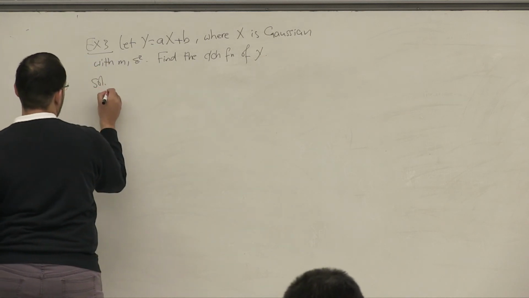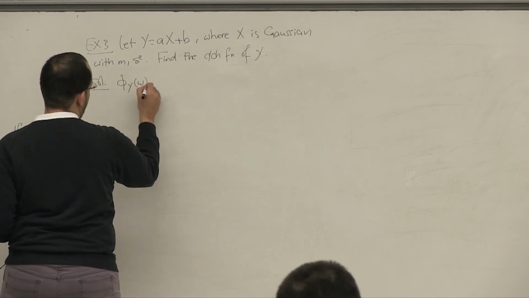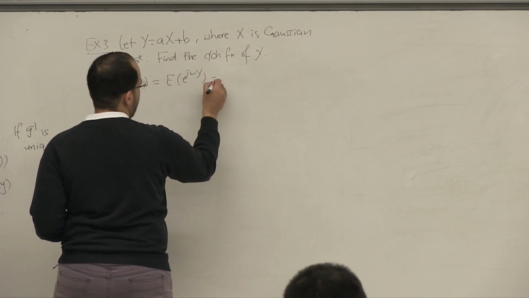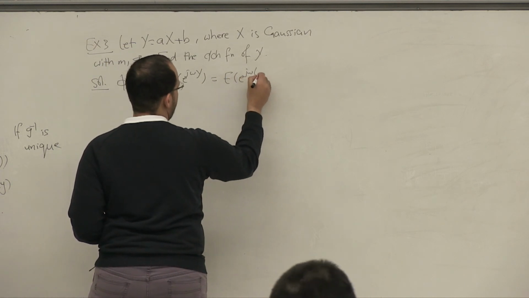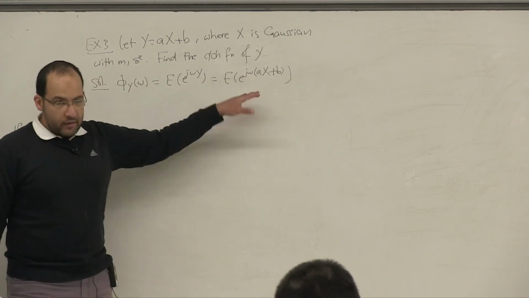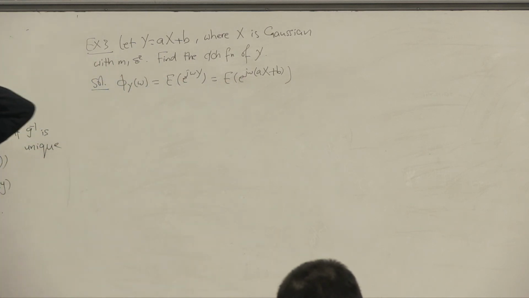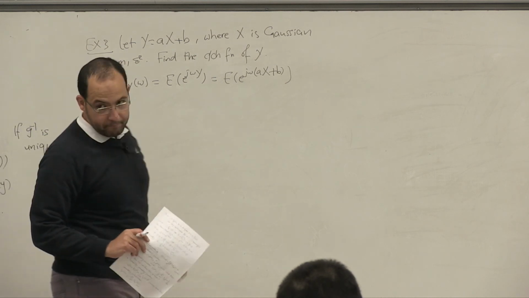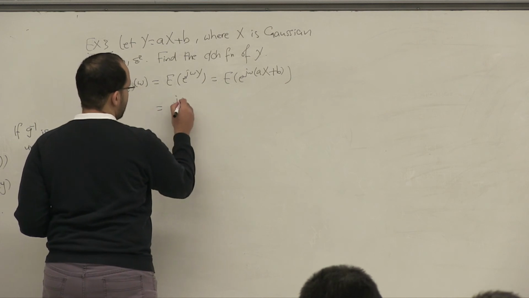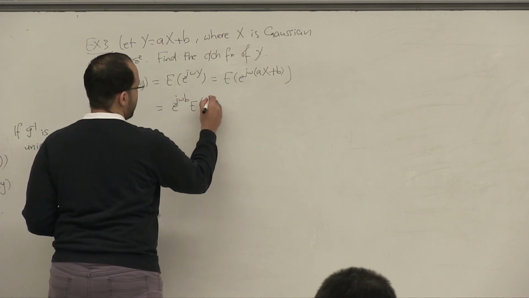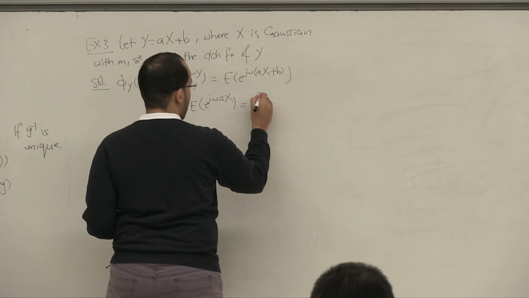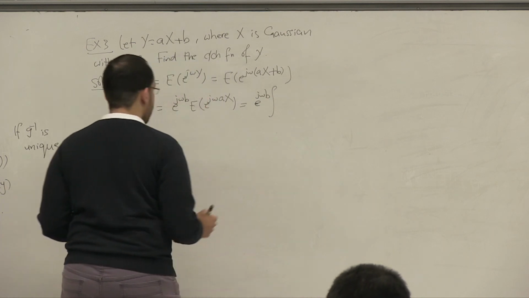All right, fundamental step at the beginning, phi y of omega is the expected value of e to the j omega y, which is the expected value of e to the j omega (ax plus b). Can we simplify this guy a little bit? We can take e to the j omega b out also. Exactly, this is a non-random quantity, so e to the j omega b times the expected value of e to the j omega ax, which is e to the j omega b times the integration.